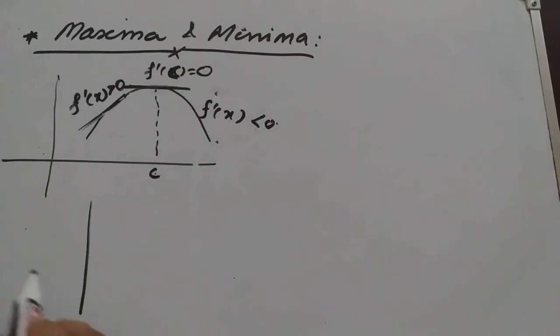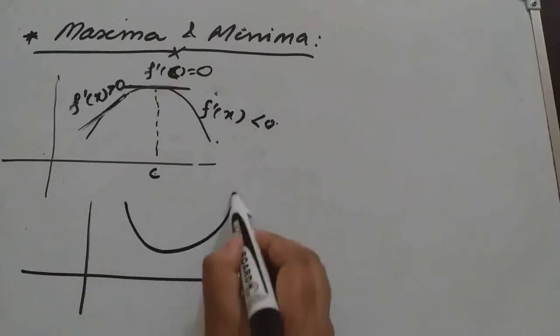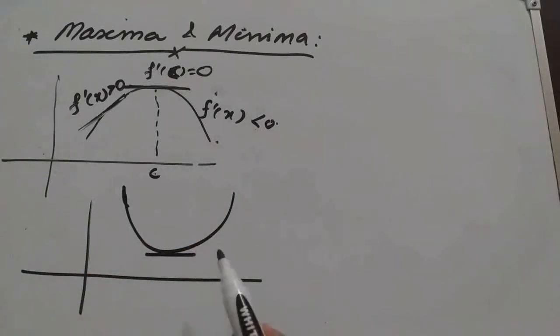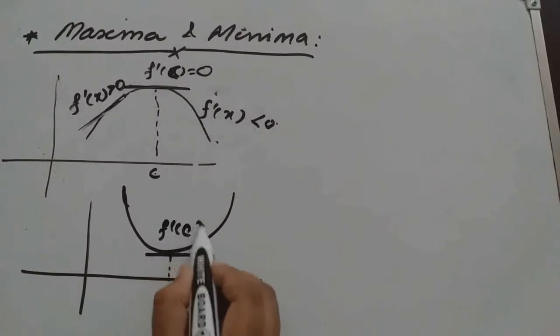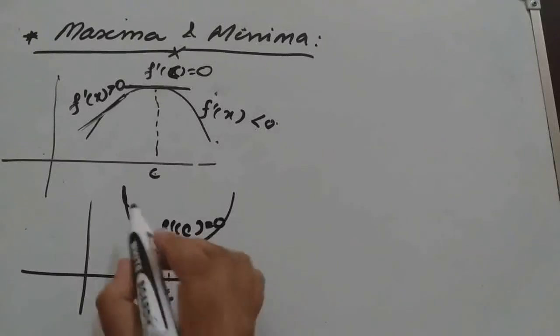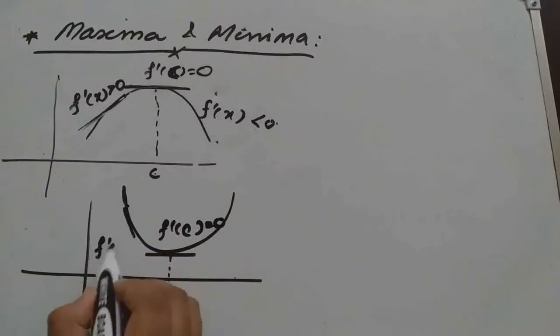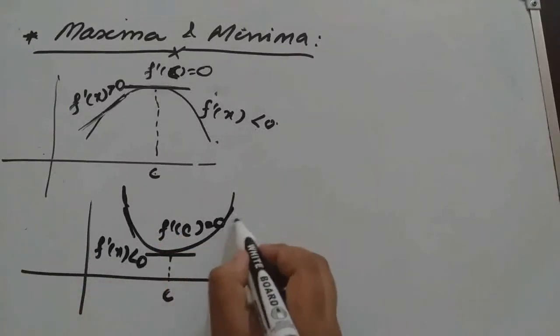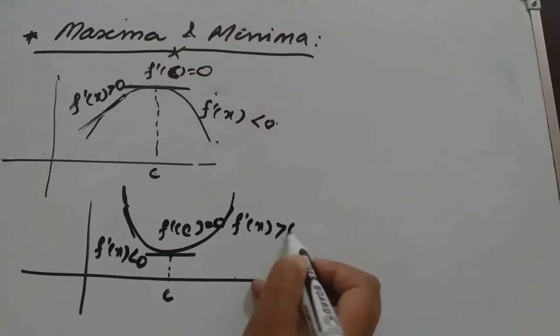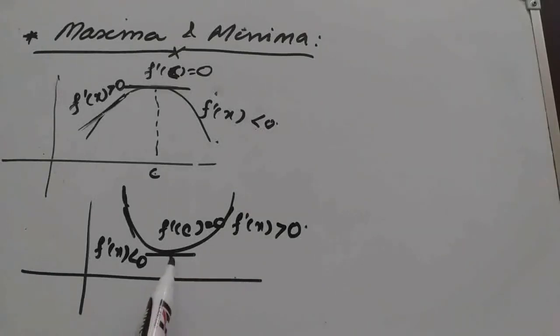Similarly, if you observe this figure, here also f dash of C is 0. Suppose this point is C. And here derivative is less than 0, here derivative is greater than 0. So here also, see, the value is changing from negative to positive.